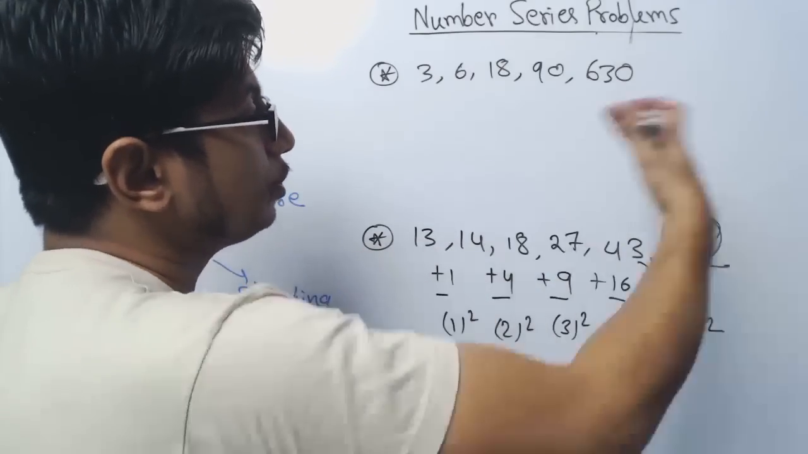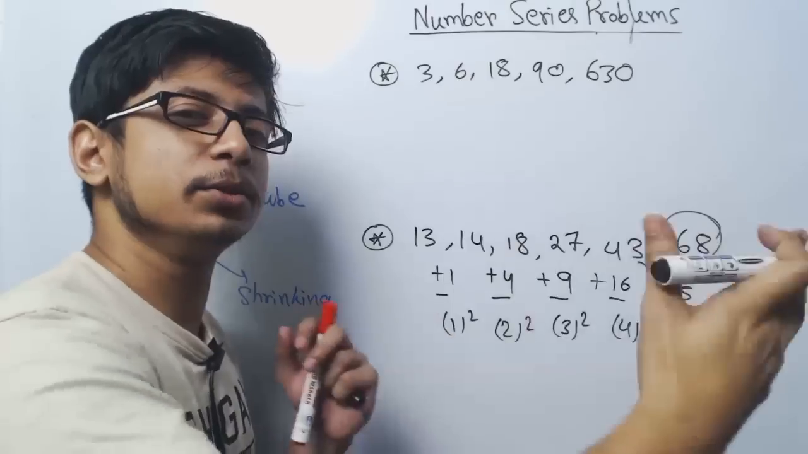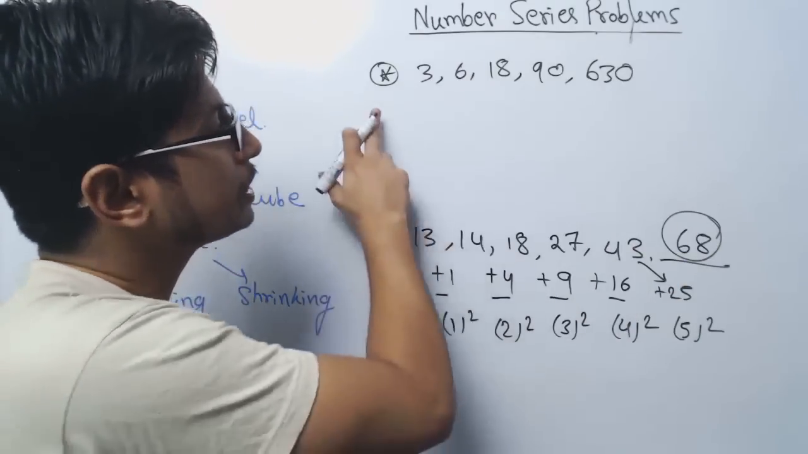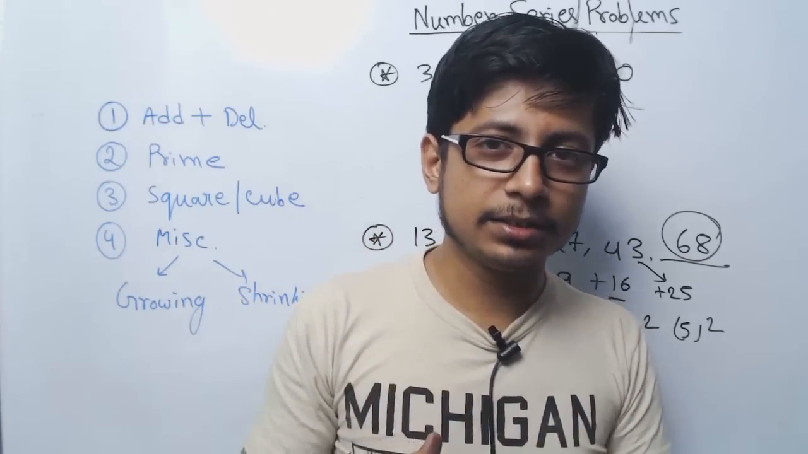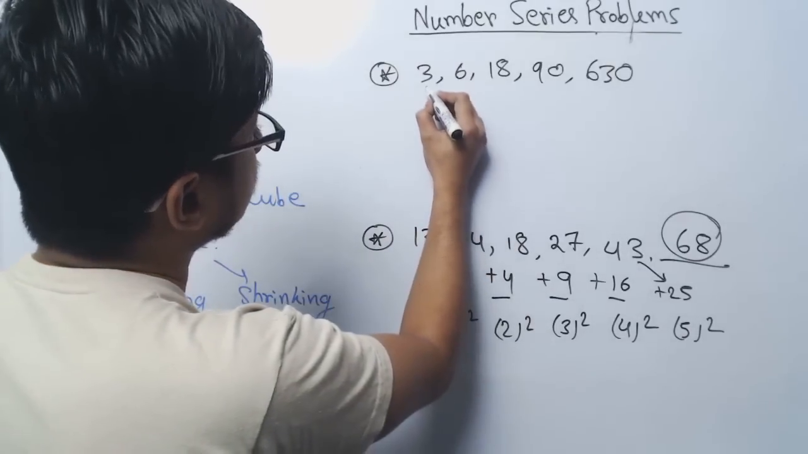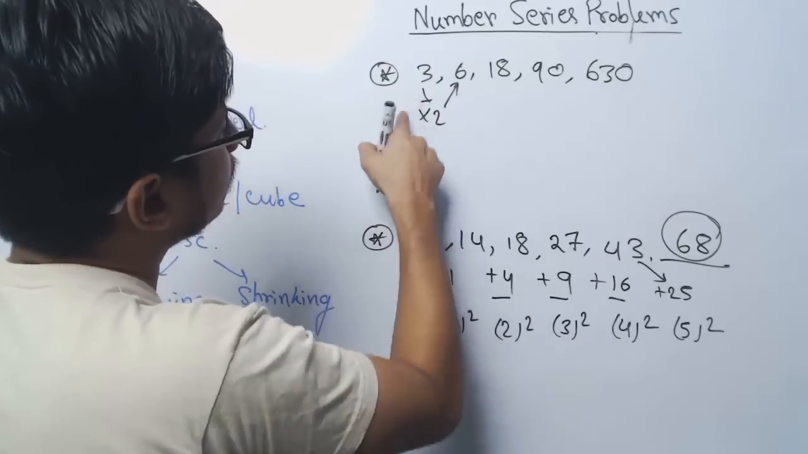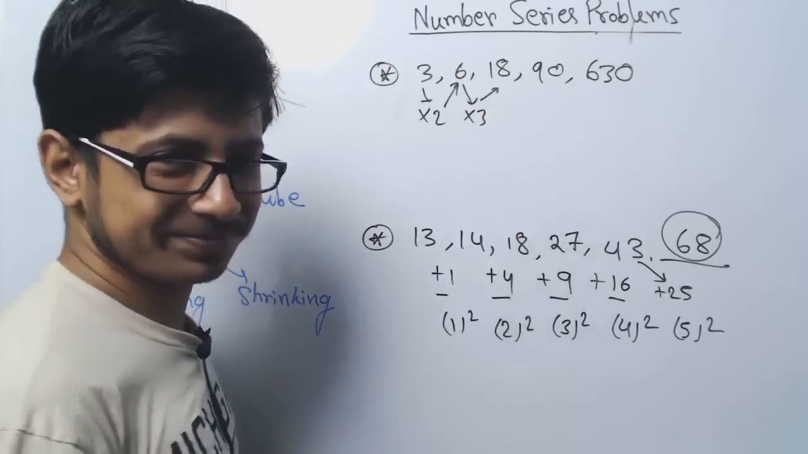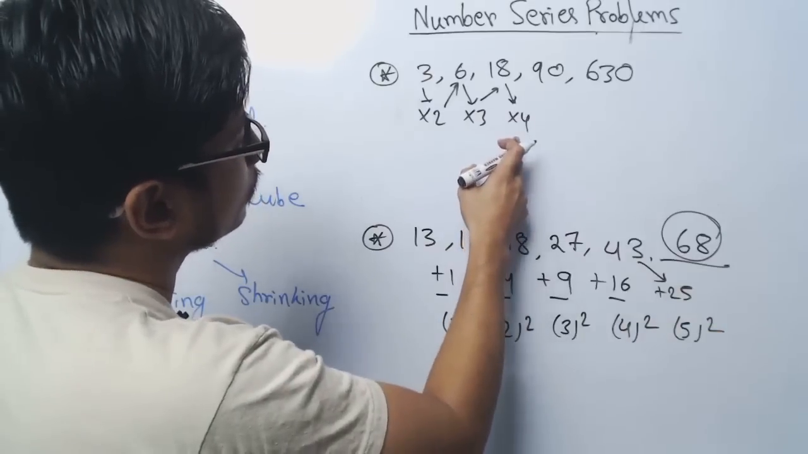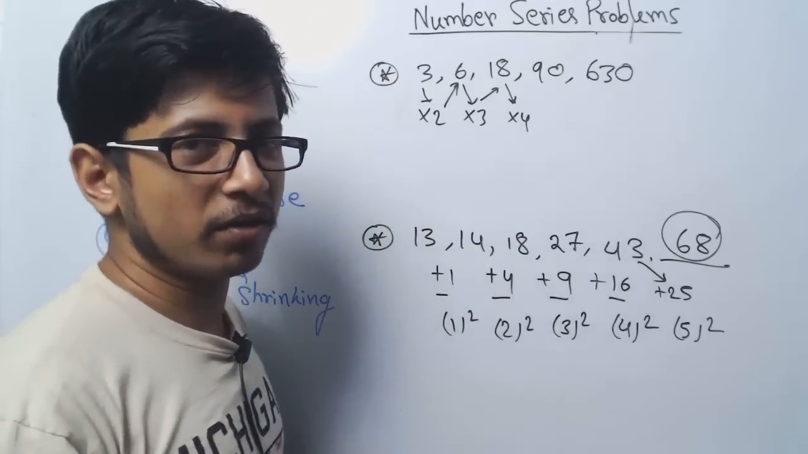So, if you have these very huge increments, the main reason for these increments is multiplication. Normally, addition does not have these huge differences. Or addition with square or cube, or multiplication. So in this case, what is the idea? Let's say 3. If you multiply 3 with 2, gives us 6. If you take 6, multiply with 3, gives us 18. And if you take 18, multiply with 4, 2, 3, 4, that's how we are going. But it's not giving us 90. Is it giving? No.